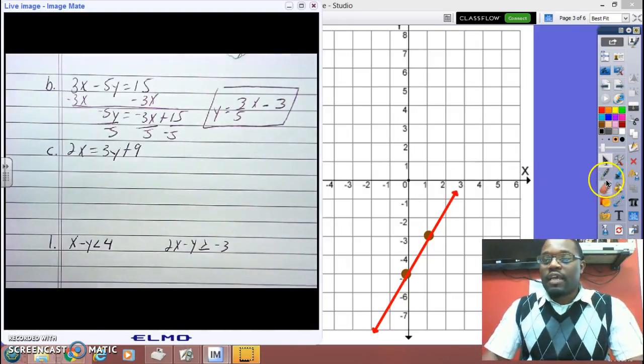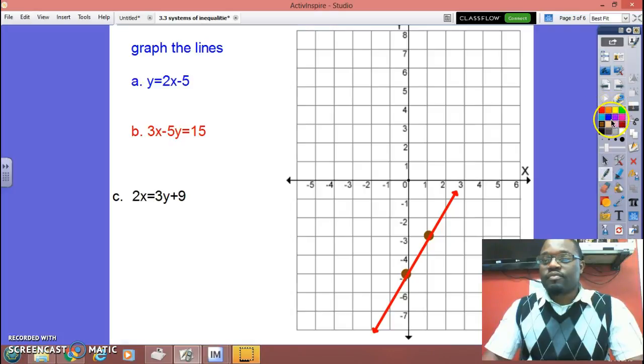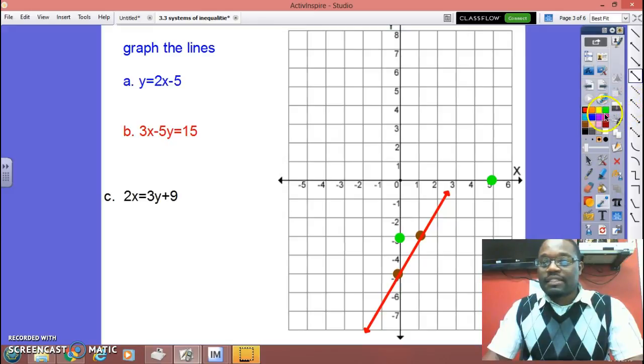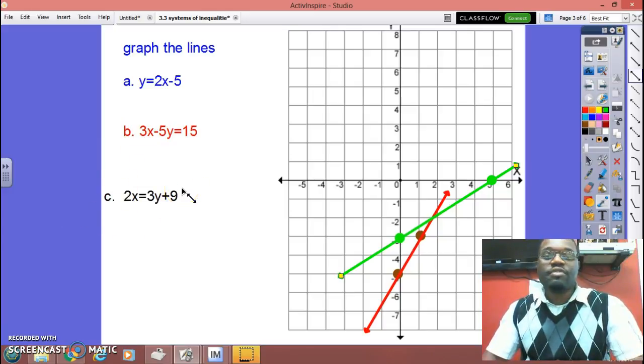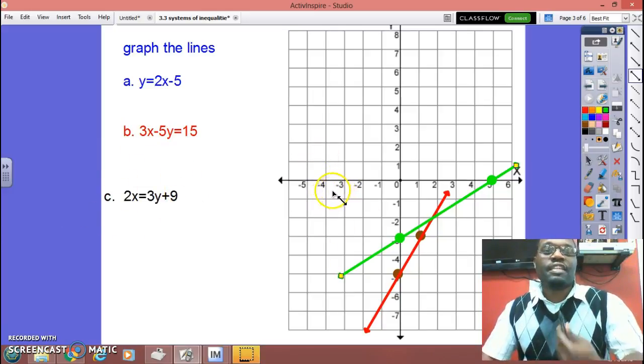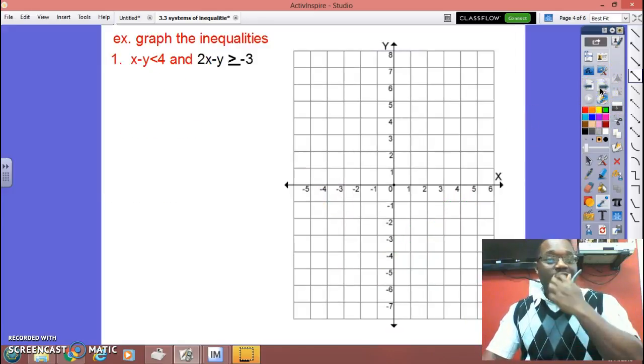So I go look for -3, which is that point there, and up 3, 1, 2, 3, over 5, boom, and then I draw my line here, and that is that equation right there. Now I could work that one, but just for time's sake, you get the idea. This is just practicing graphing a line. Now let's actually graph inequalities.